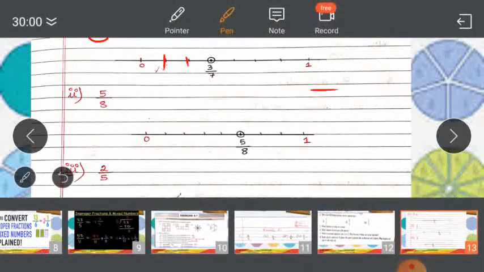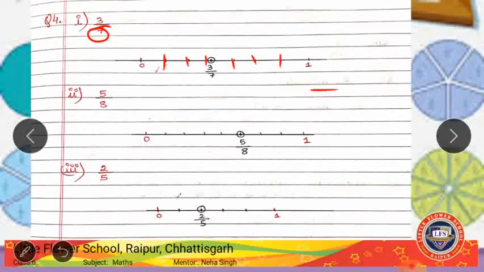See, 1 2 3 4 5 6 and 7. The 7th part is 1, right? And if the denominator is 8, see, 1 2 3 4 5 6 7, the 8th part is 1, right? Similarly for 5. So how many parts we have to divide into depends on the denominator of the given fraction, so we can find out how many parts the number line has to be divided into.